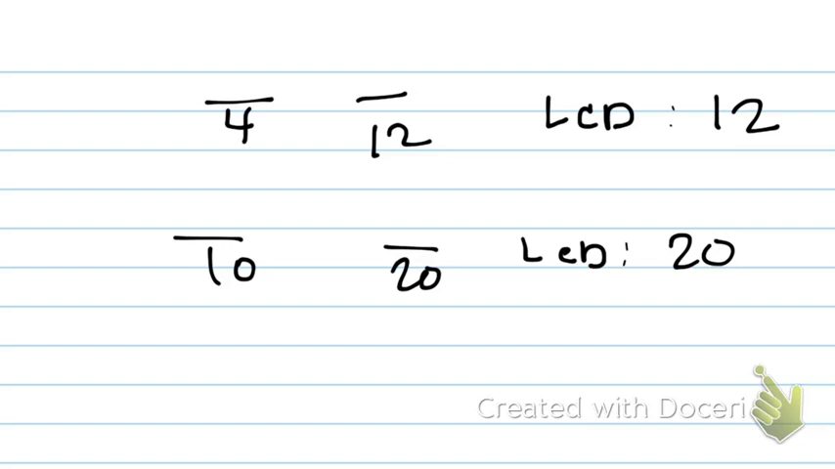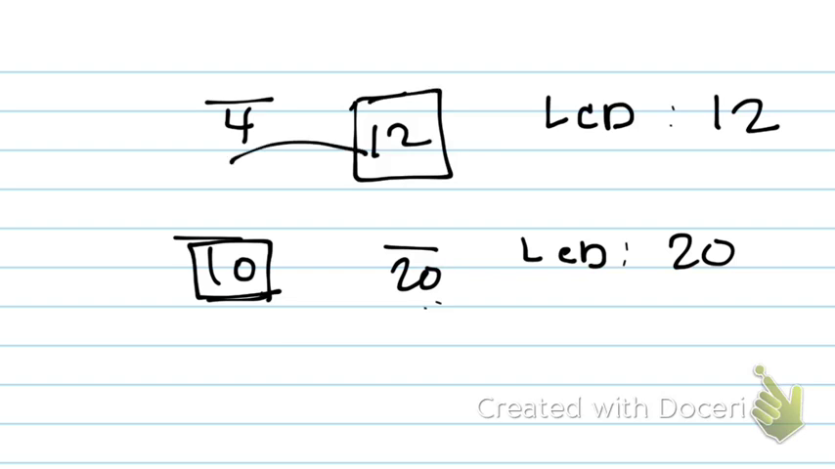Couldn't get much easier mathematically, could it? But if you don't know when to do it, that's the problem. So you have to know when to do that. How do I know to use the 20 as the LCD? Because 10 will divide into it. It's the bigger one and 10 will divide into it. How do I know that I need to use 12? Because it's the bigger one and 4 will divide into it.